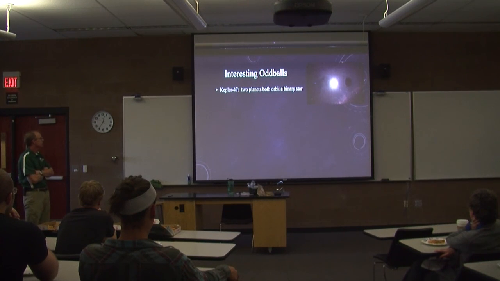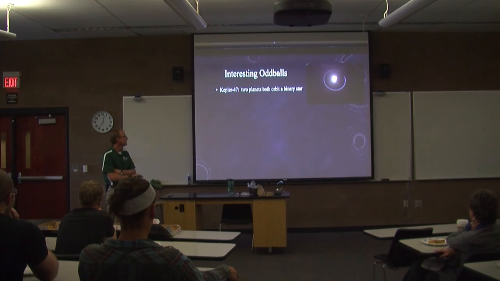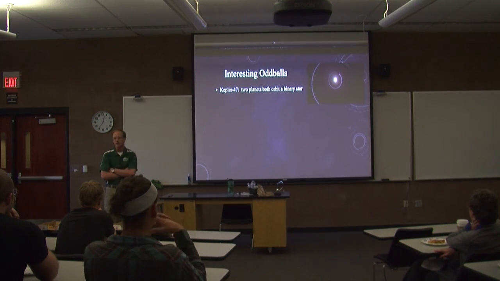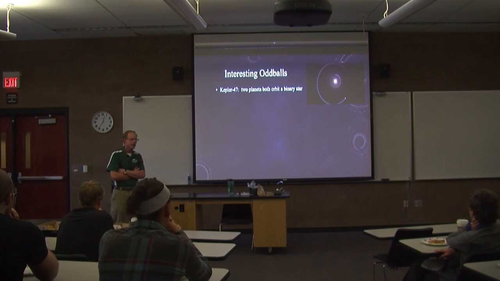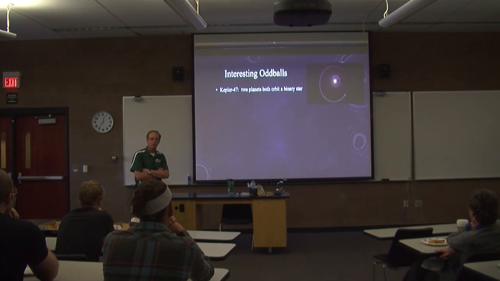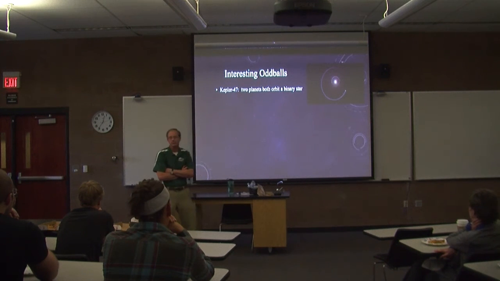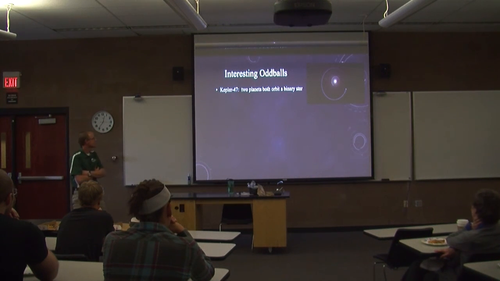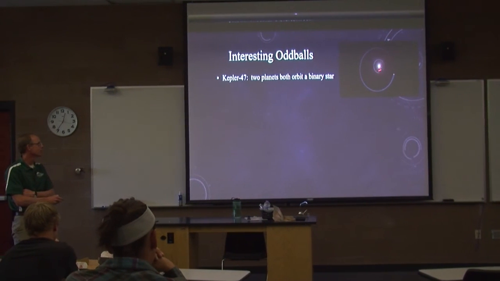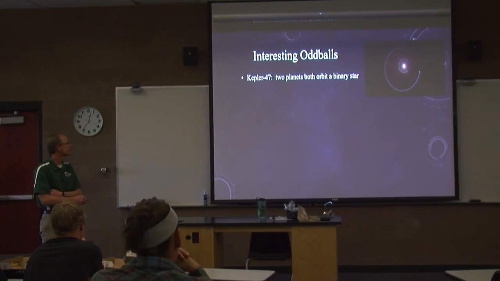There are some other interesting, and for lack of a better term, oddballs. So Kepler-47 hosts two planets, and they both orbit a binary star. So this simulation up here is showing what that would look like, the binary star, but then you have two planets orbiting about that. I think it was back in Star Trek or Star Wars, right? Was it Tatooine or something like that? Two suns. So this is that type of system there. You have one smaller star orbiting the other, but nevertheless, this type of system.